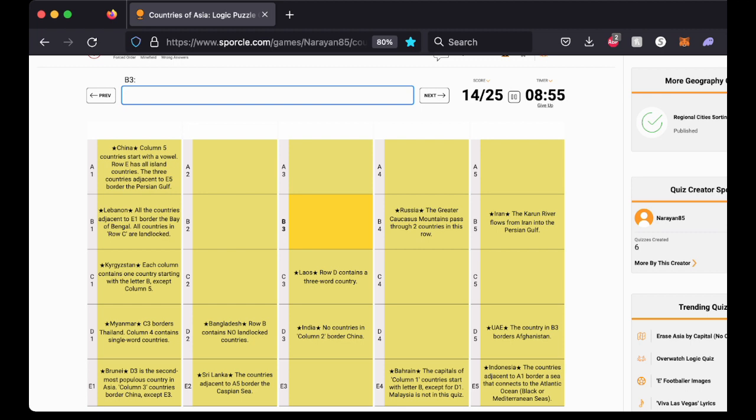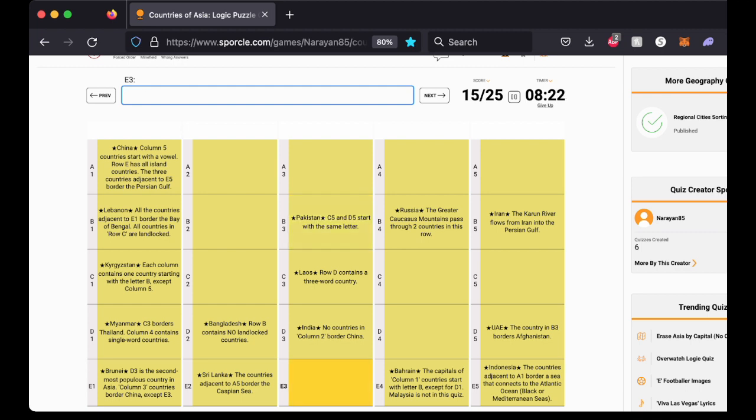So the country in B3 borders Afghanistan, and it is not landlocked. It borders Afghanistan and is not landlocked. We've already had Iran. I think that's Pakistan. I think Pakistan would be B3. Pakistan.